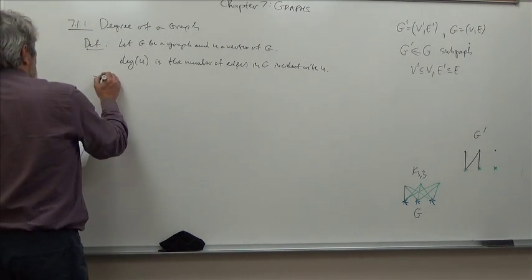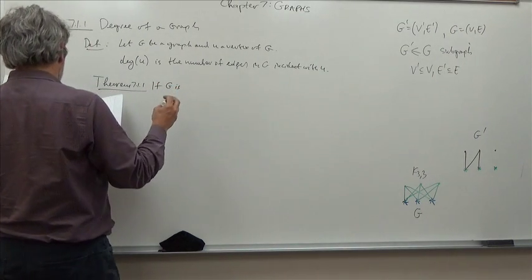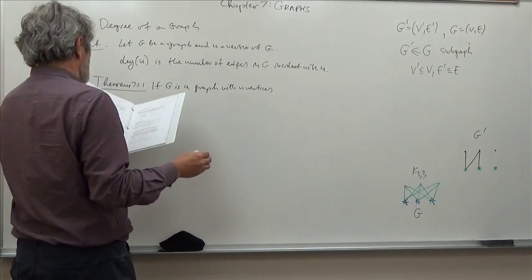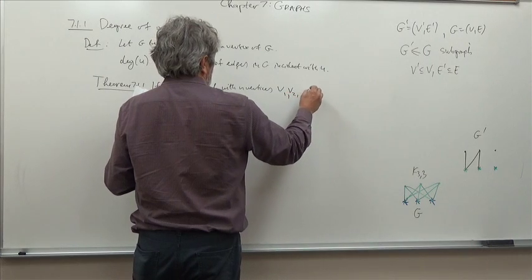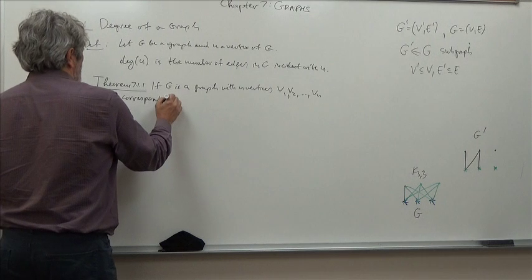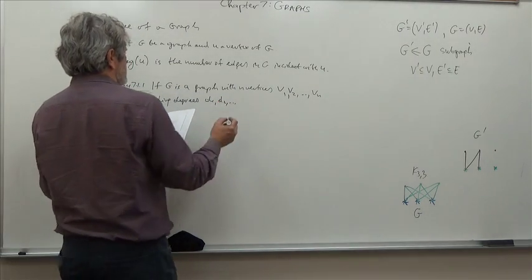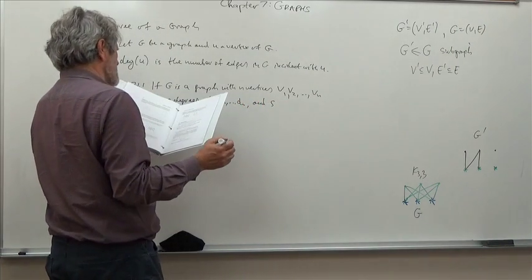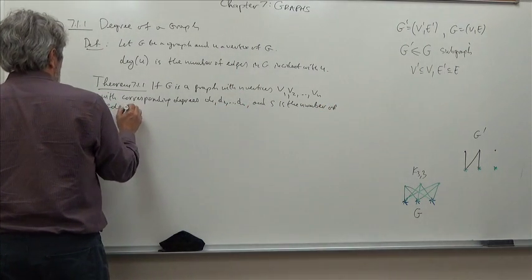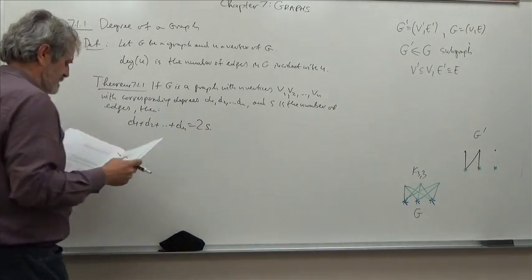And here's the theorem. If G is a graph with n vertices, V1, V2 up to Vn, with corresponding degrees D1, D2 up to Dn, and S is the number of edges, then D1 plus D2 plus up to Dn is 2S.